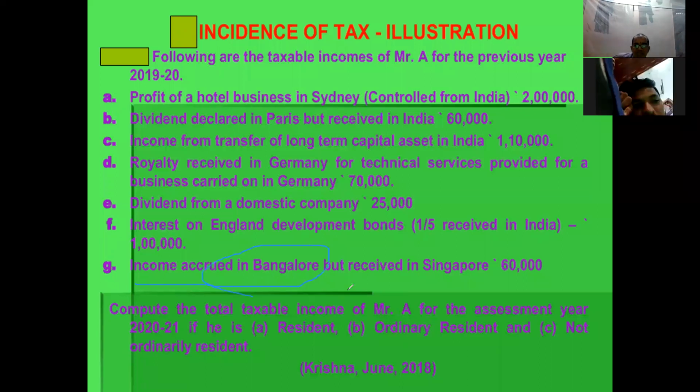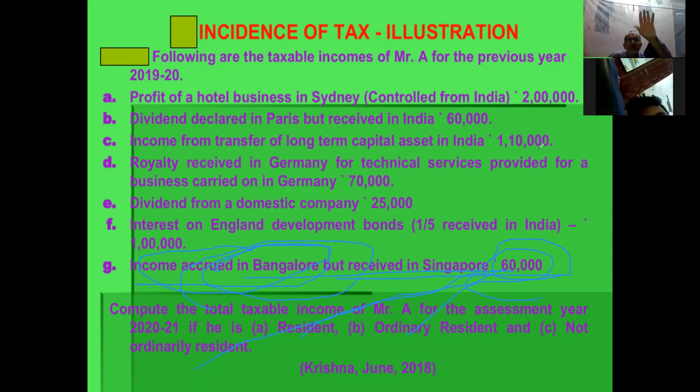Okay. Now the last one is income accrued in Bangalore. Actually the income is generated in Bangalore, but received in Singapore. 60,000 rupees, the income is earned in Bangalore only, for work taken up in Bangalore. All three categories of persons, resident, not ordinary resident and non-resident, received the amount from Singapore. In all these three conditions, this will become Indian income. This income accrued means it was earned in India. Even if you receive it anywhere in the world, it will become Indian income only.